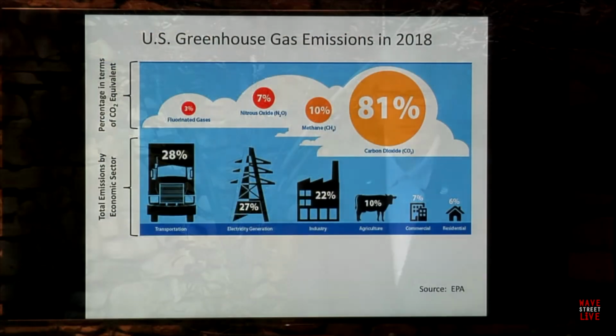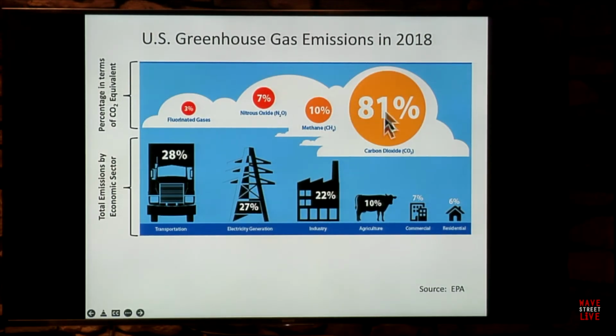So where are the emissions in the US coming from? Well, first of all, about 81% of our emissions are in fact carbon dioxide. Then it's methane, nitrous oxide, and the fluorinated gases. Fortunately, the fluorinated gases are low here. We need to keep them low. And these are all cast in the form of CO2 equivalent, which we learned about.